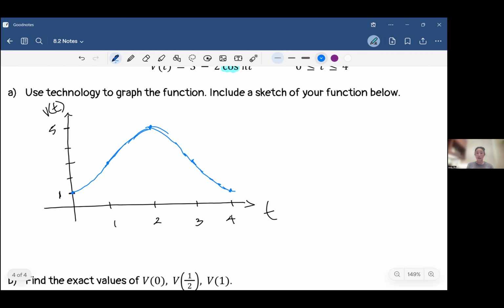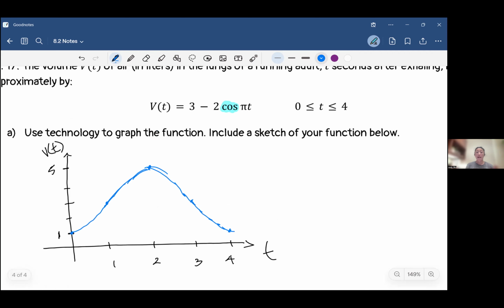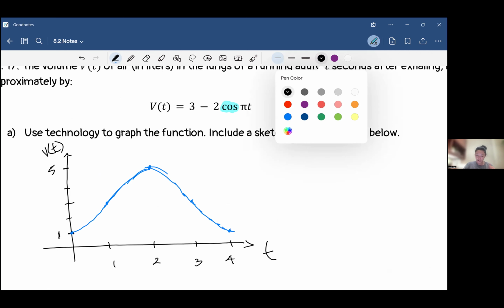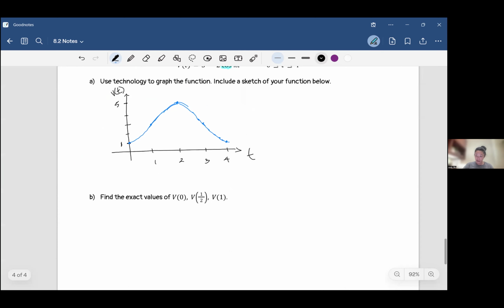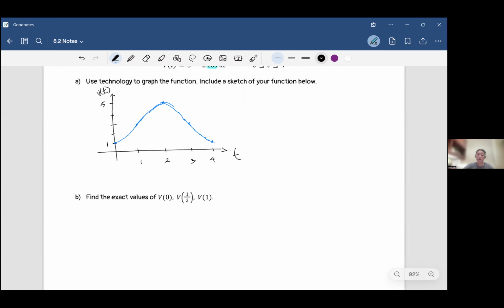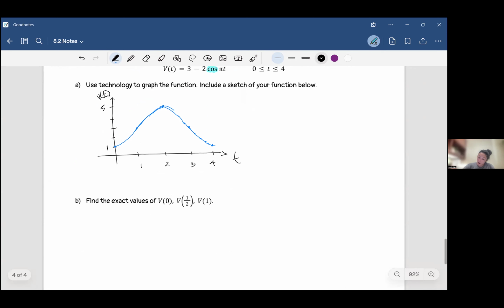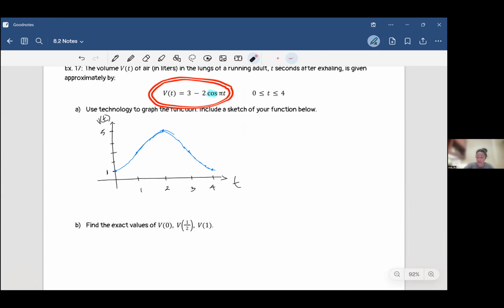Okay. So we've got a graph. We can see that it's kind of wavy, which makes sense because we have a cosine. And so when I ask us to sketch a graph, this is really all I'm looking for. I don't need you to do it by hand. Use the technology, mark off any important points because that'll probably be helpful later on. Okay. All right. So we've used our technology to graph the function. Now let's go ahead and find the exact values of V of 0, V of 1/2, and V of 1, okay? So all that means is that I'm going to use this function, and I'm going to plug in 0 for t, 1/2 for t, and 1 for t, okay?